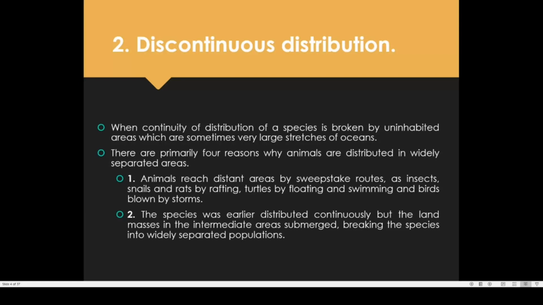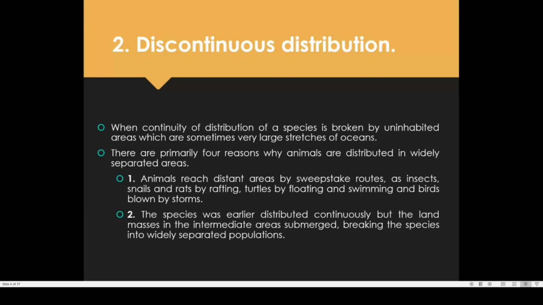So some animals which used to exhibit a continuous distribution in the ancient past are now showing discontinuous distribution. What happened is that those species or populations present in the middle regions or intermediate areas might have become extinct. There may be different reasons for their extinction, and this results in the breaking of a cosmopolitan species into a discontinuous species. So that is the second theory that is proposed. That is the present day, for example, in the case of the elephant also.